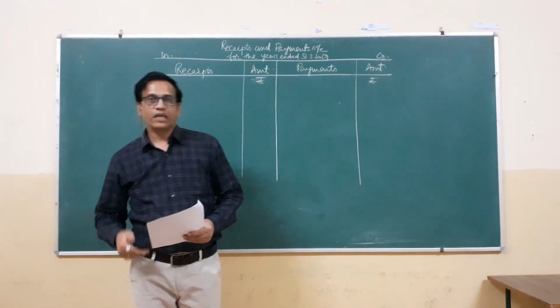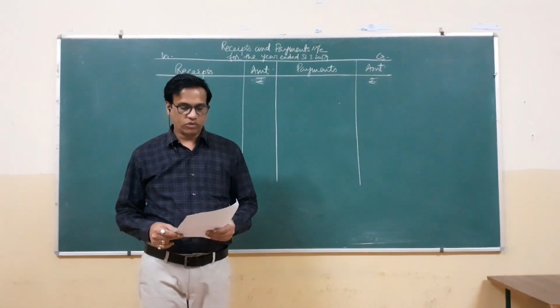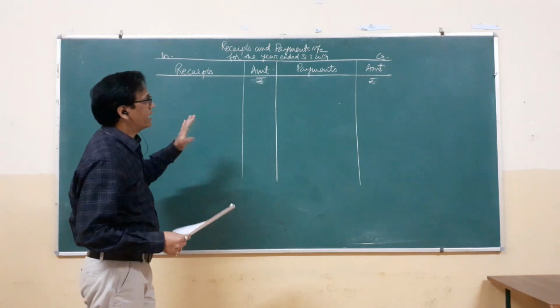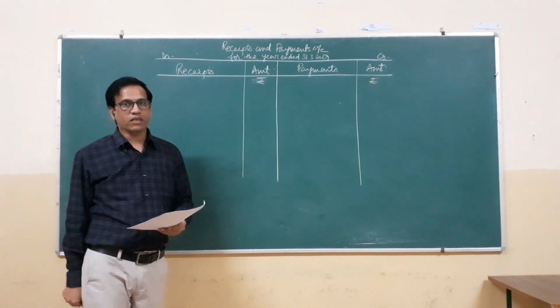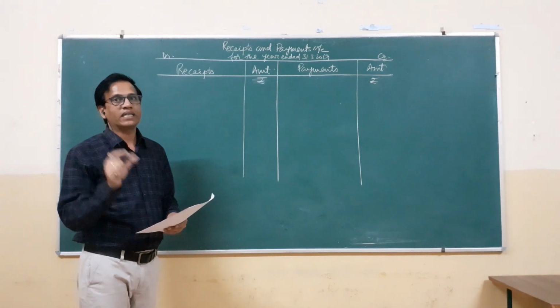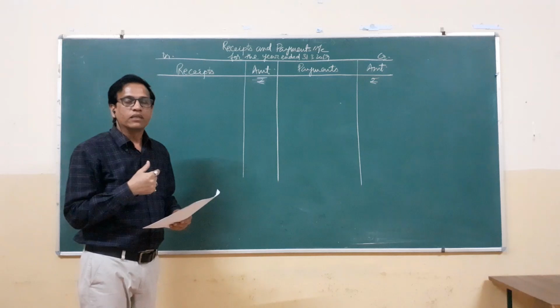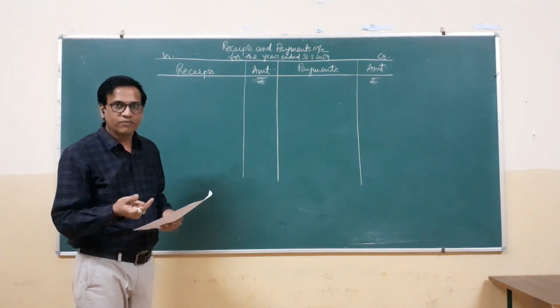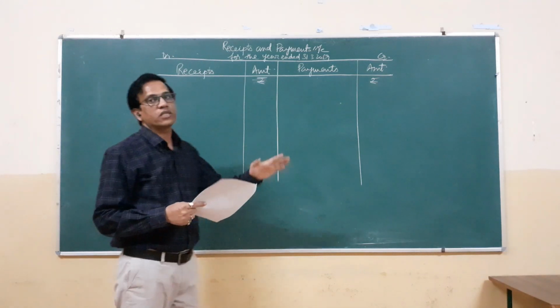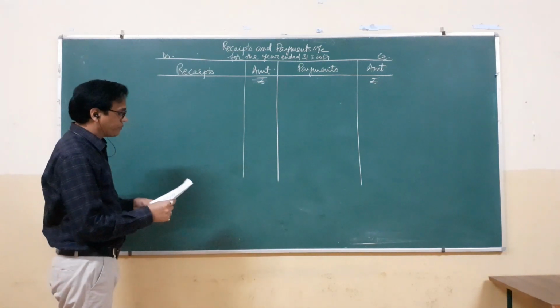Now, we have seen this question. We have to prepare a receipts and payments account. As I told while explaining the format, what is required here is to identify which is the item through which the organization is receiving cash and which is the item for which payment is being made. Then it is very simple. So let's do this question.